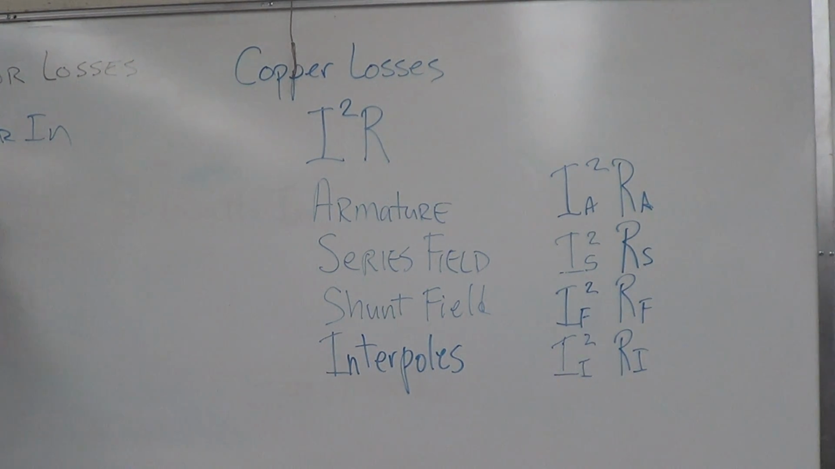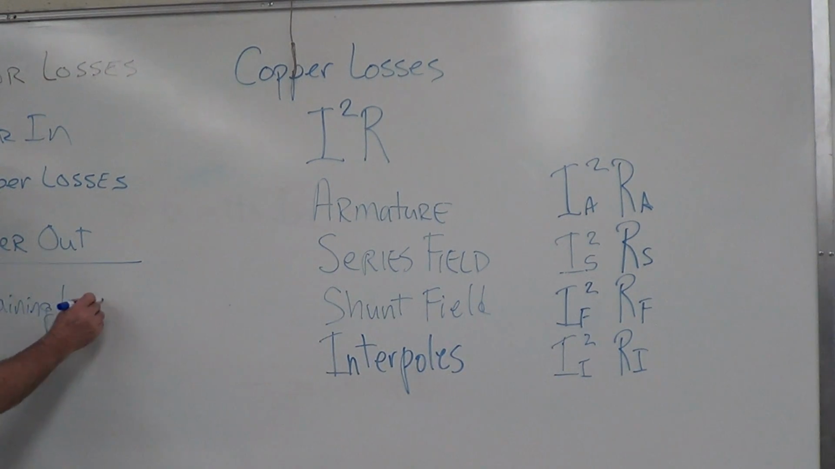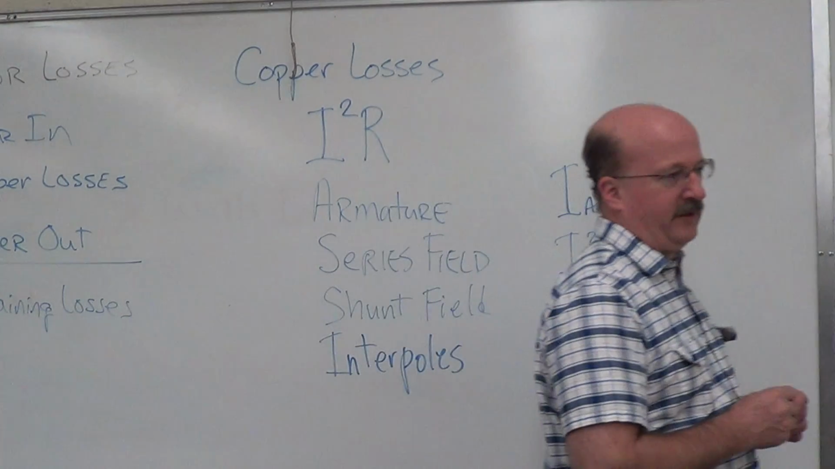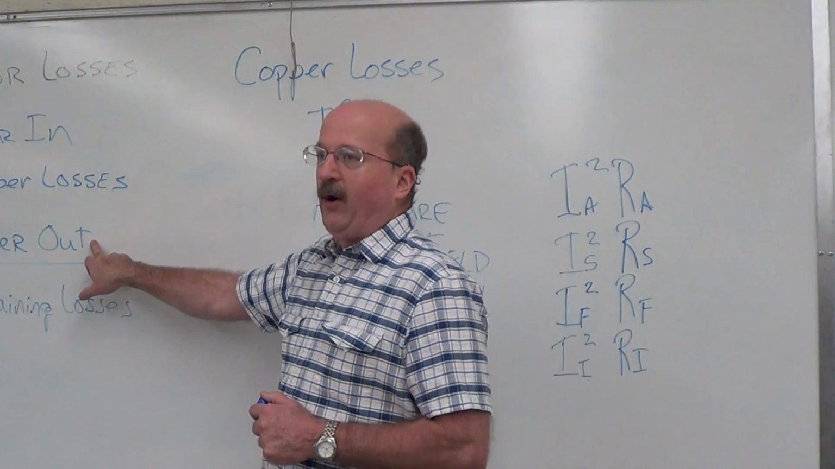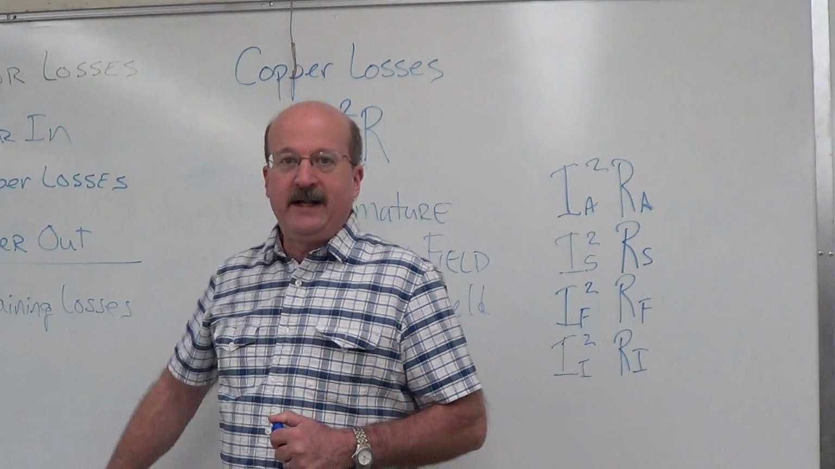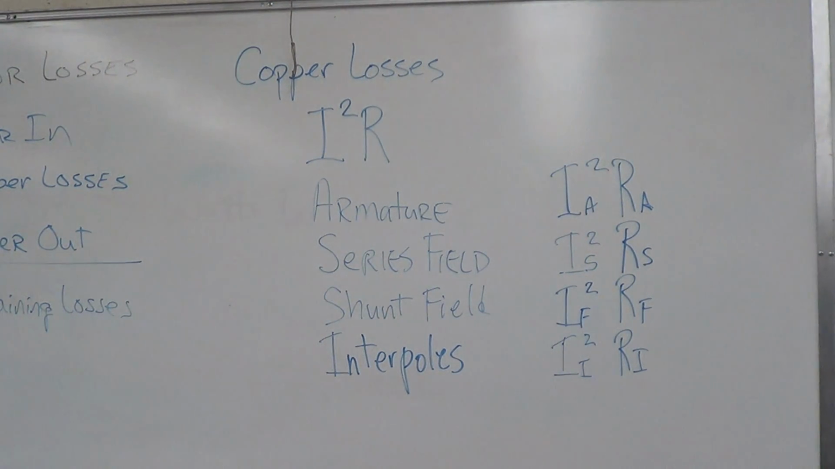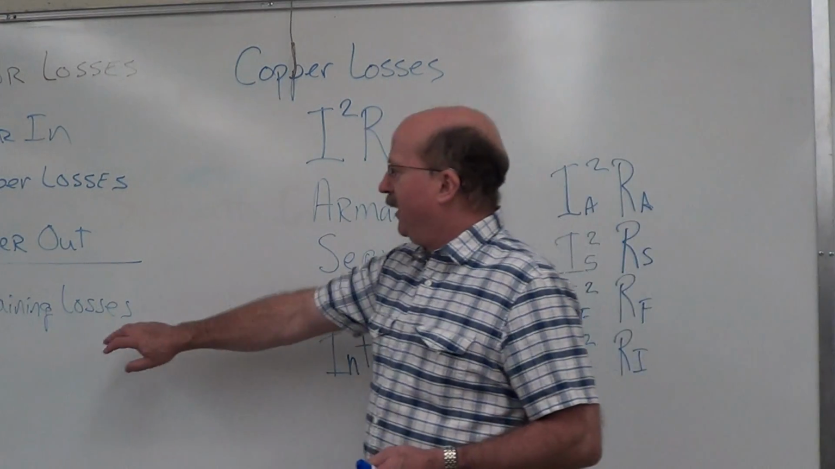Now if we subtract our copper losses, we subtract our power out, what we're left with are our stray losses, brush losses, eddy current losses, all the other mechanical type losses. So these are the items you're going to be calculating: power out, copper losses, power in, and what the remaining losses are. All of those other losses, eddy currents, brush losses, friction, they're all going to be lumped into here.